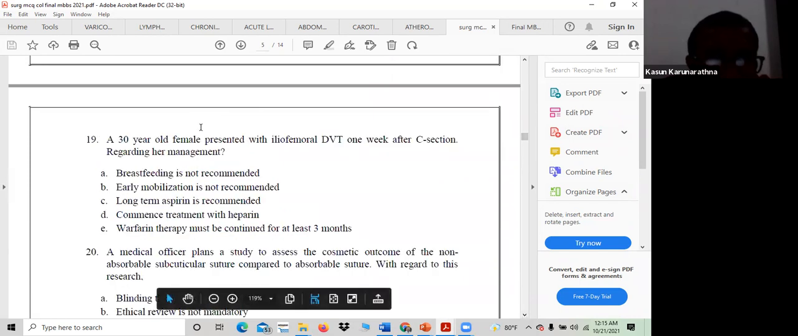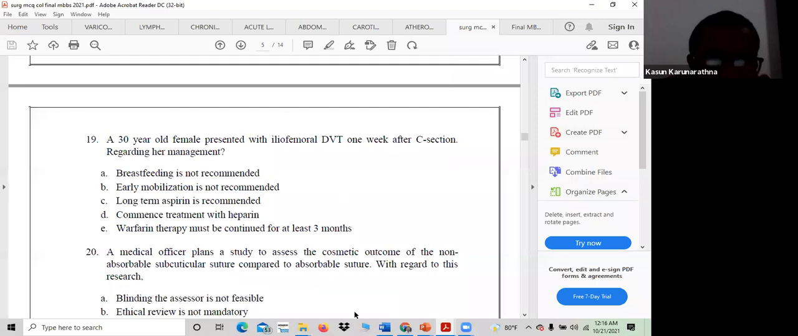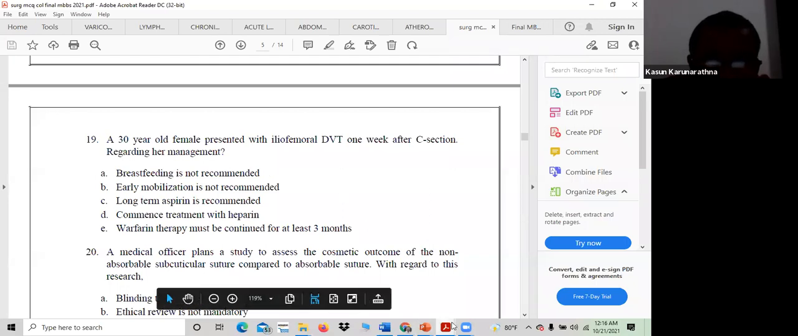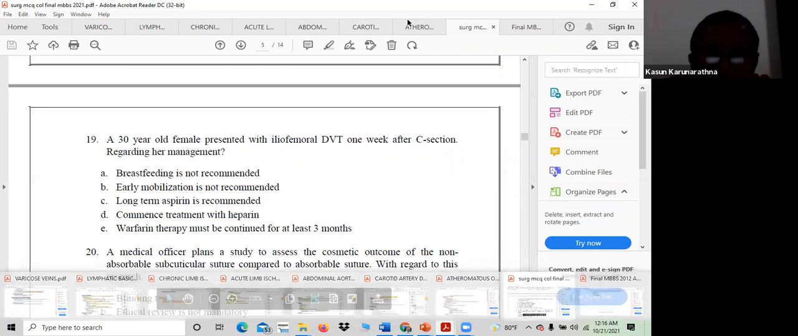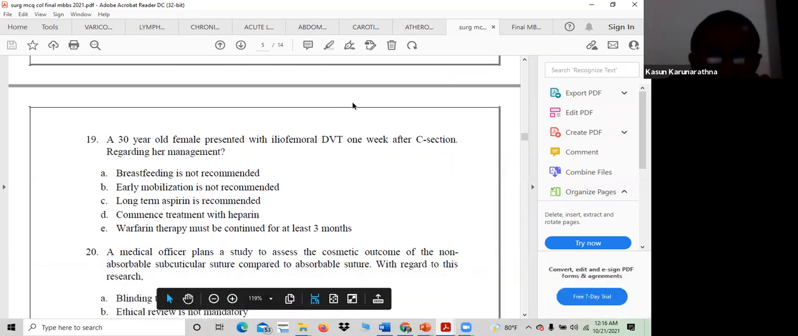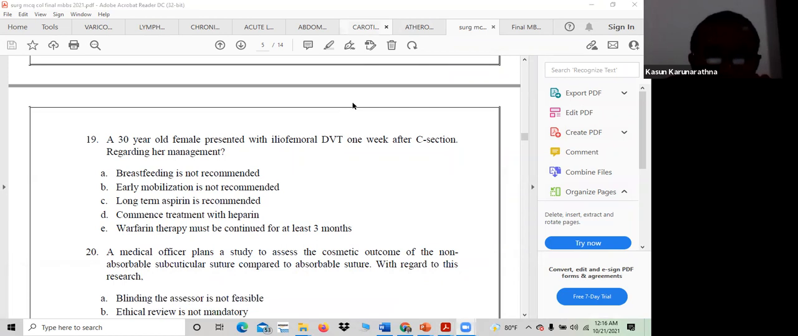Question number 19. A 30-year-old female presented with iliofemoral DVT 1 week after C-section. Regarding her management, can you answer this? This is the last question of the day. Breastfeeding is not recommended. False. Early mobilization is not recommended. False. Long-term aspirin is recommended. False. Commencement treatment is heparin. It's true. Often must be continued for at least 3 months. That's again true. Okay.